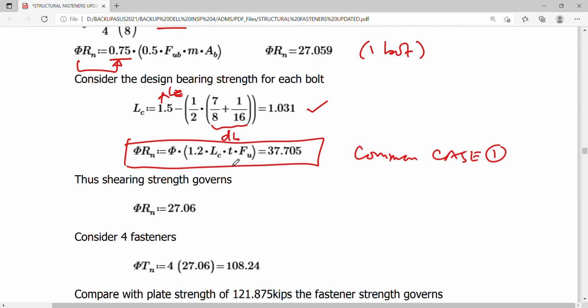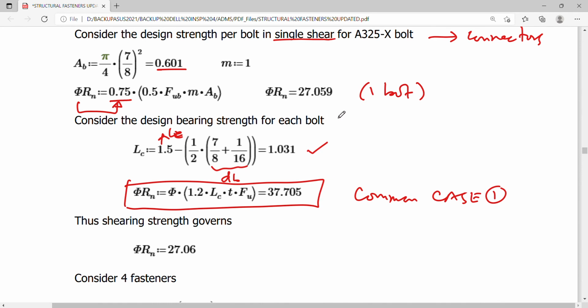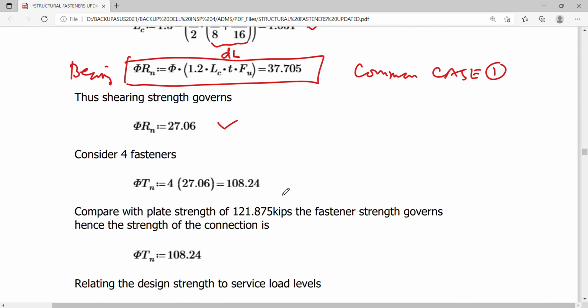If I compute this, I use phi as 0.75 for bearing, so I get 37.705 compared to this. So I compare shear versus bearing. This is the bearing strength, and this is the shear strength. Compare the two, the lower value will prevail, and this is now our shear strength. But this is only for one bolt. We multiply by 4 fasteners, and we get 108.24.